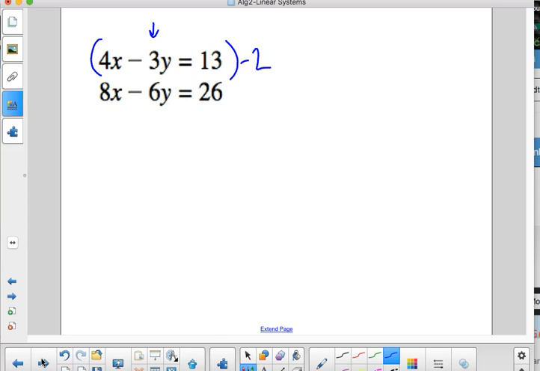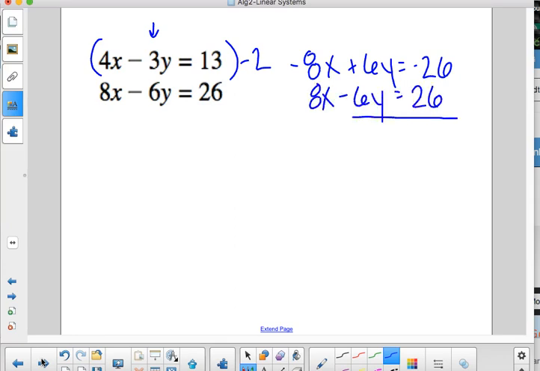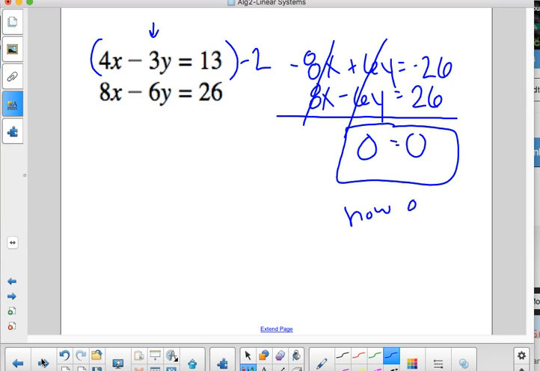What's 4x times -2? -3y times -2. And then 13 times -2. Do we need to multiply the second equation at all? No. So you just copy it down. Add them up. So what happens to our x's? They cancel. The y's. So what's left on our left-hand side? Nothing. And then -26 plus 26? 0. Same as yesterday. If your variables go away, you just have to ask yourself how often. So always, good. 0 always equals 0.